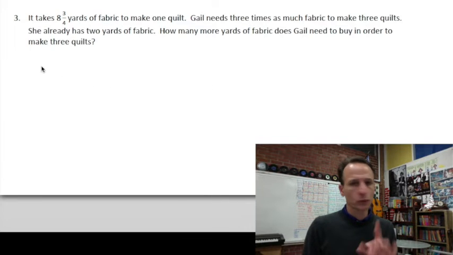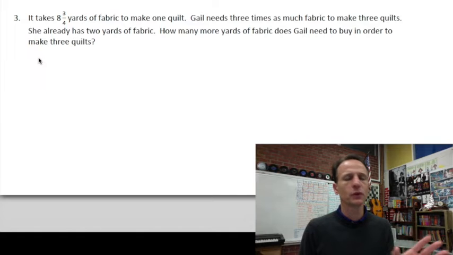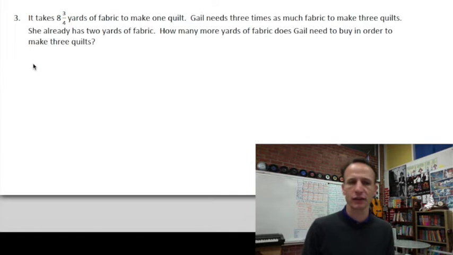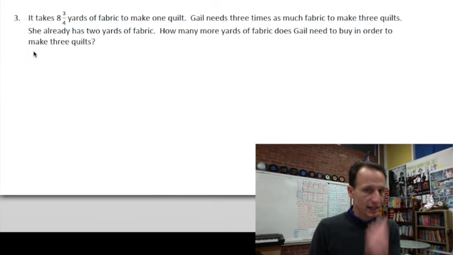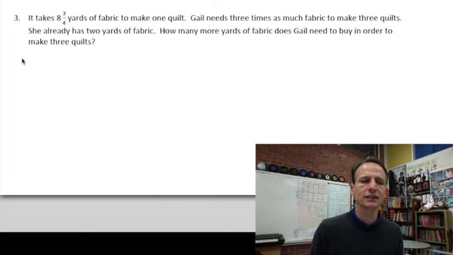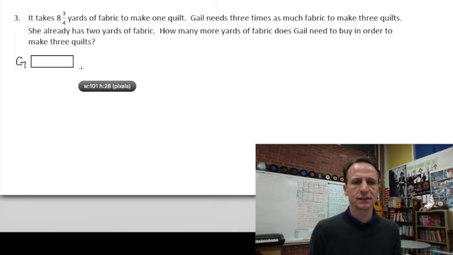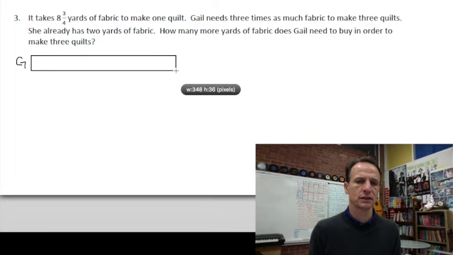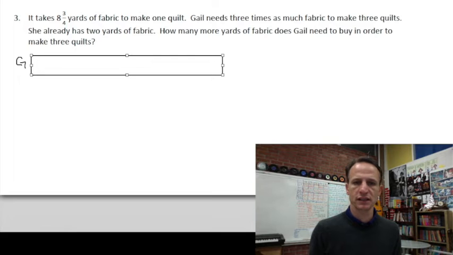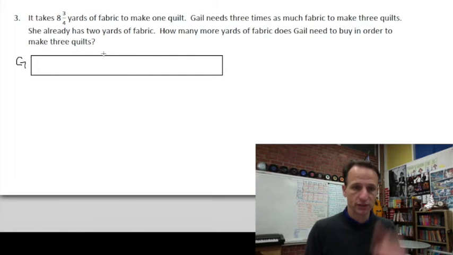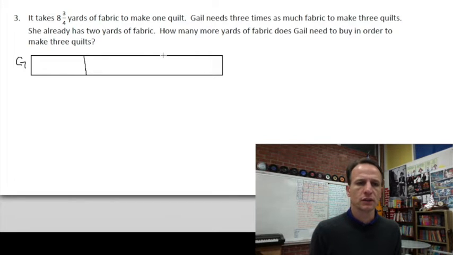And so this one is a little different from the last one. Okay, we are going to have to multiply and subtract in this case, and our tape diagram will make it clear why. So if you look at what Gail needs here, we'll call this G. She needs, I'll make a nice healthy sized tape diagram, right? Okay, so she's going to make 3 quilts. Okay, so this is 8 3/4.